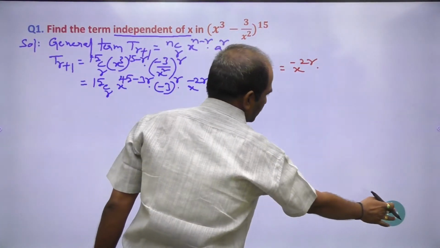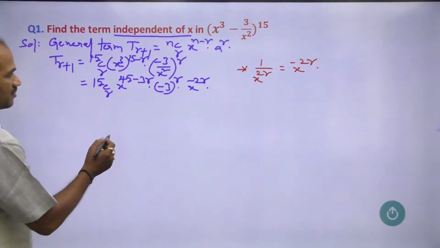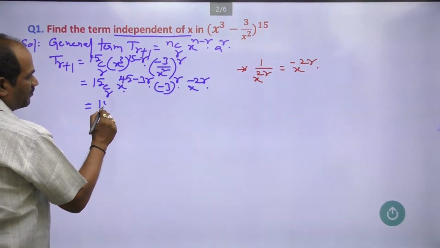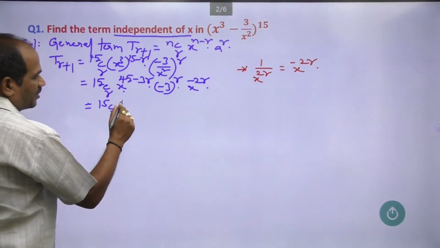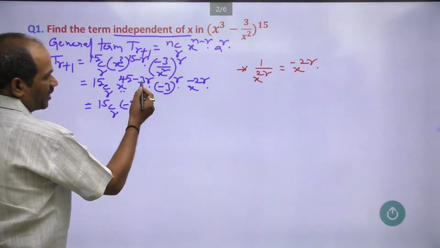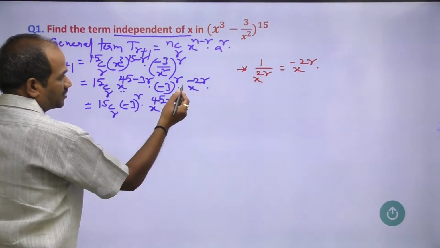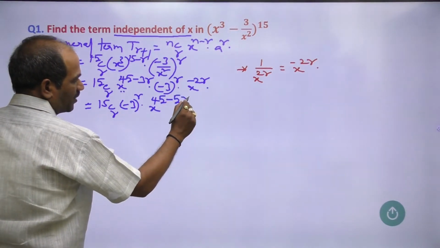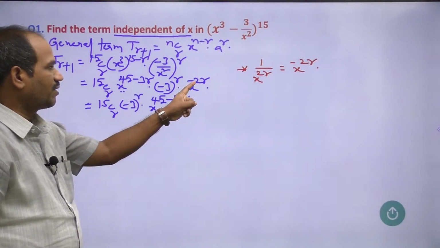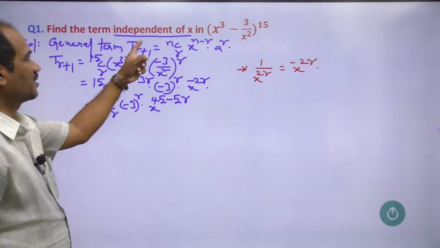Next step: here the bases are equal, so we add the powers. That is equal to 15 C r into (minus 3) whole power r, into x power 45 minus 3r minus 2r, which is equal to x power 45 minus 5r. So here we need to find the term independent of x.